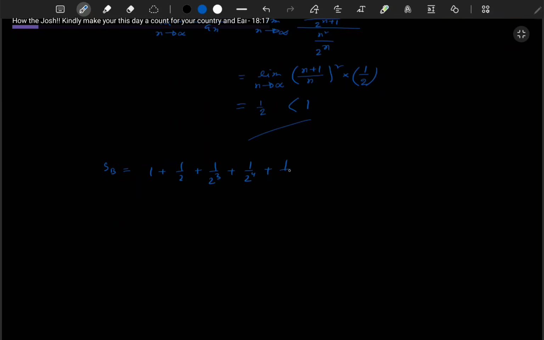It just goes on. And b_n equal to 1 plus 1 by 2 plus 1 by 2 squared plus 1 by 2 cubed plus 1 by 2 to the power 4, plus 1 by 2 to the power 5, plus 1 by 2 to the power 6, like that.